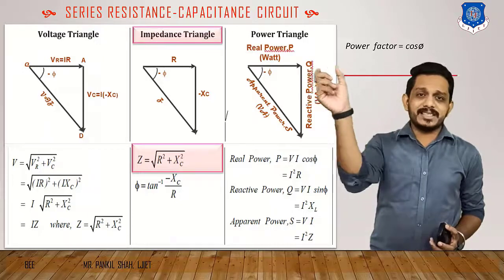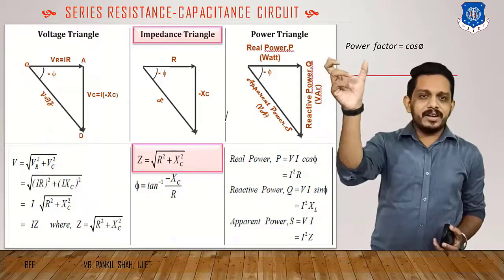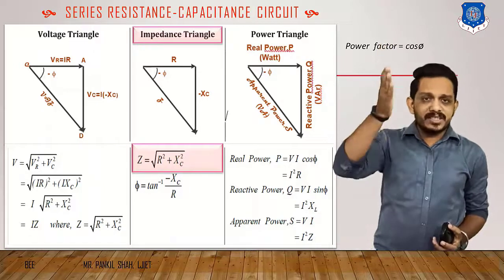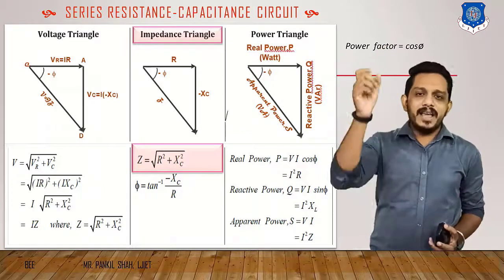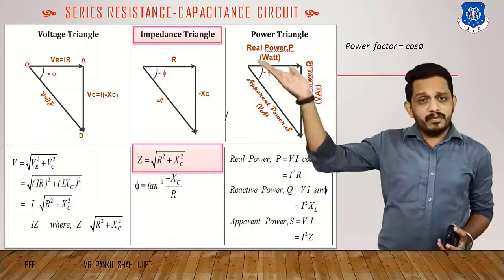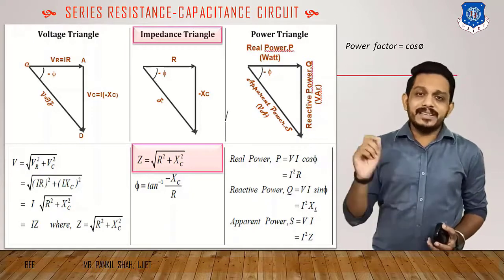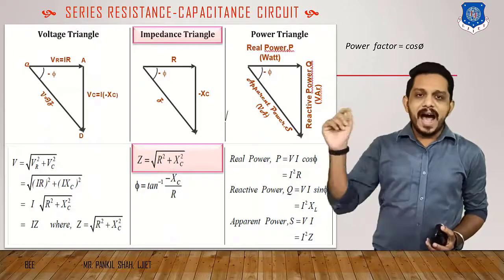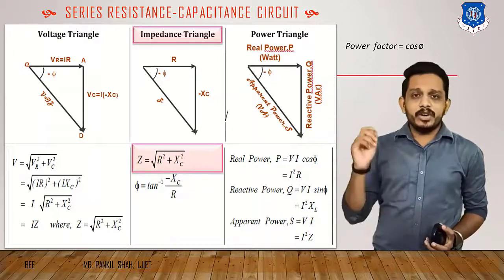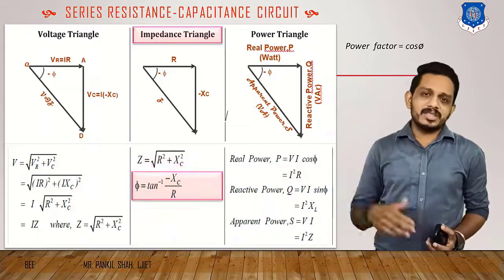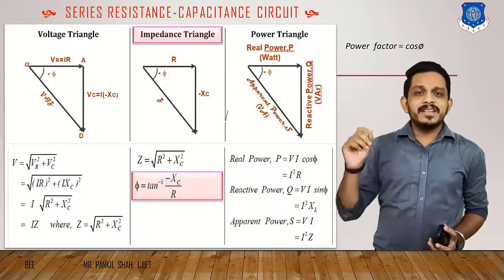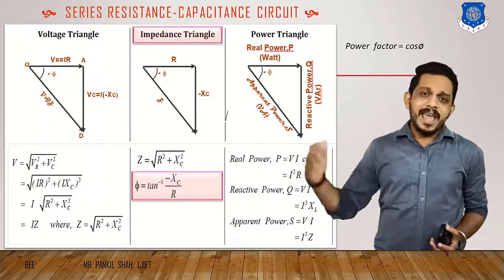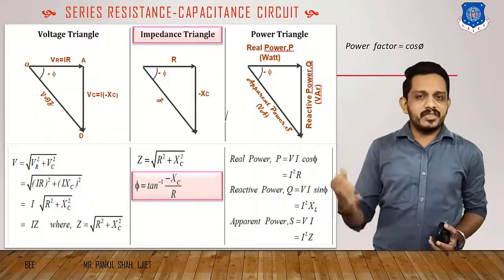If we divide the first side IR by I, it will be R only. If we divide this side IXC by I, it will be XC only. And if we divide the diagonal IZ by I, it will be Z only. So now we have three components, R, XC and Z. If we apply the Pythagoras theorem to this, then Z equals under root R square plus X square. We obtain the same equation as we obtained in the voltage triangle.